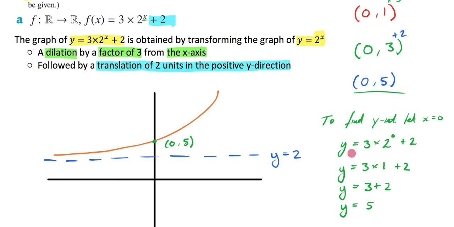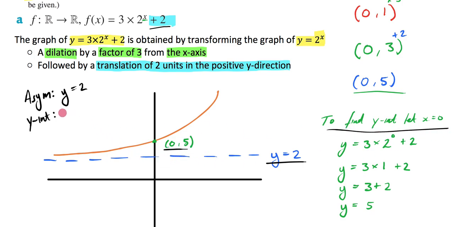But remember, this technique is how you're going to go forward moving on. You're going to use this approach. Now, what is my asymptote going to be? Well, my asymptote is really easy to find. It's simply going to be y equals 2, which I got by that. So y equals 2. What is my y-intercept going to be? Well, we found that by using this technique, which is 0, 5.